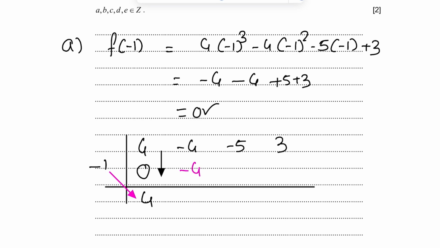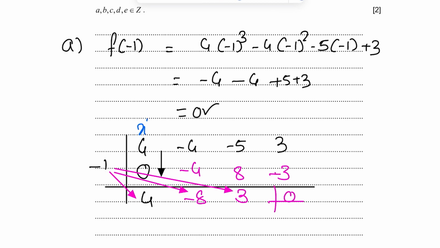-4 becomes -8. Then again -1 times 8 becomes +8. 8 minus 5 is 3. Then again -1 times 3 is -3. So -3 + 3 becomes 0.